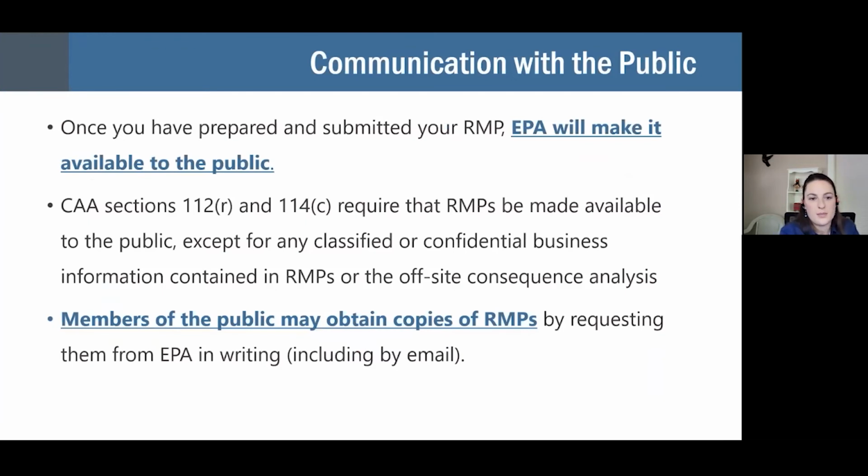Finally, communication with the public, because that's what this is all about, right? One of the major concerns about Bhopal was how the public was unaware and uninformed. And so the RMP rule requires that the RMP be made available to the public. Members of the public may obtain copies of the submitted RMP by requesting them from EPA in writing.